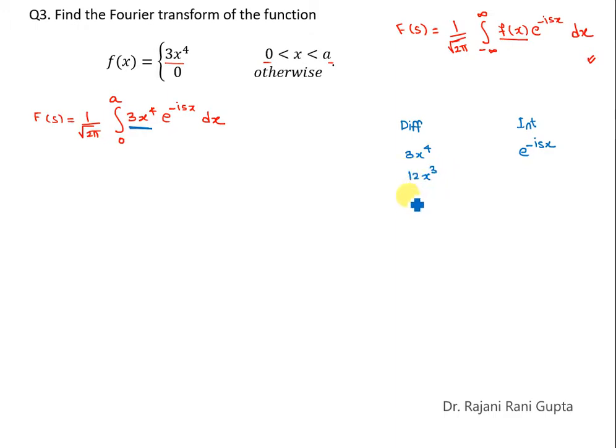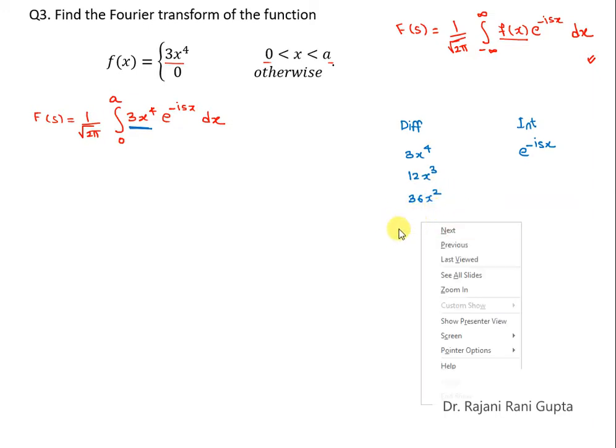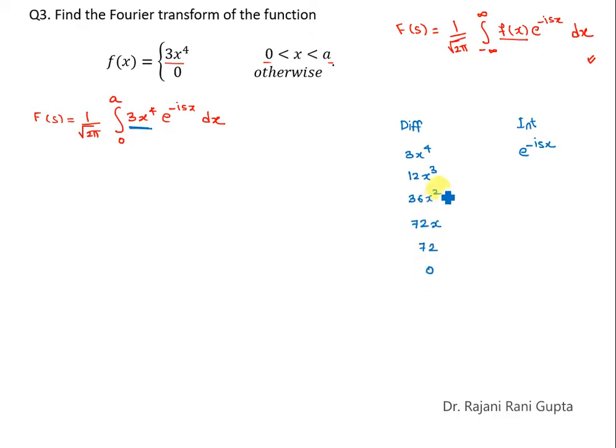Then 36x². Then how much is it? Here it is 6 times 2, so 12, then 72x. Derivative 72 and its derivative 0. See, you have to differentiate 5 times to make it 0. Integrate it the same number of times.